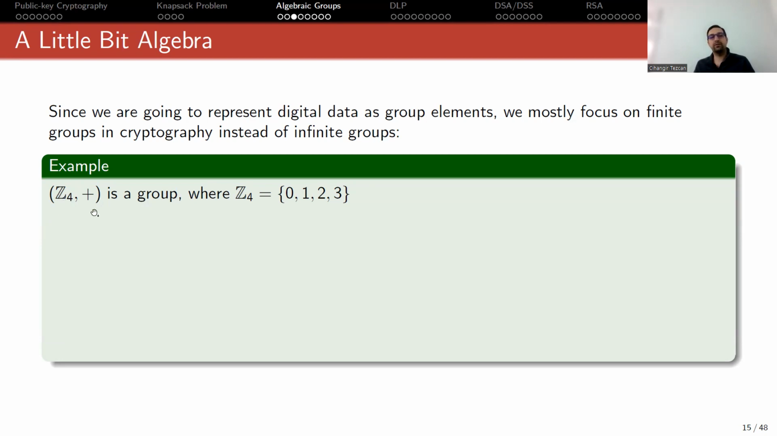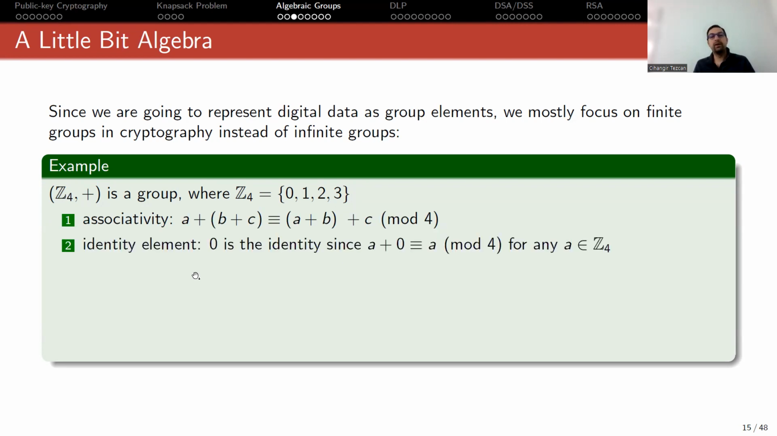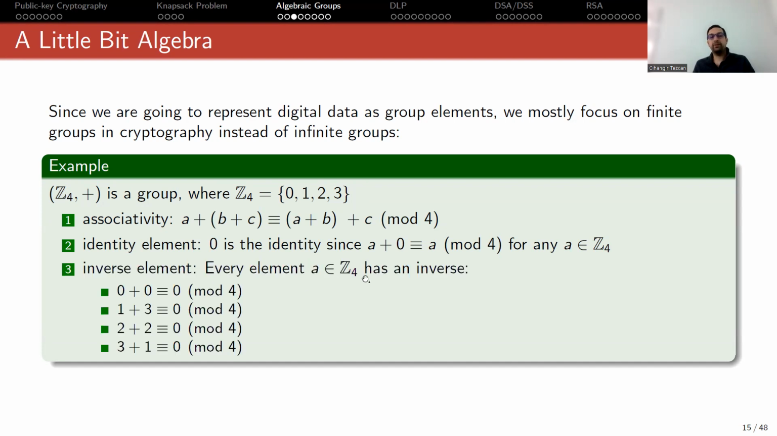So for instance, Z4 here is the group where Z4 is 0, 1, 2, 3. And with addition, this is again a group because you have the associativity now modulo 4. Identity element is still 0. And every element has an inverse. For instance, 0 plus 0 is 0. So 0 is the inverse of itself. 1 plus 3 is 0 modulo 4.